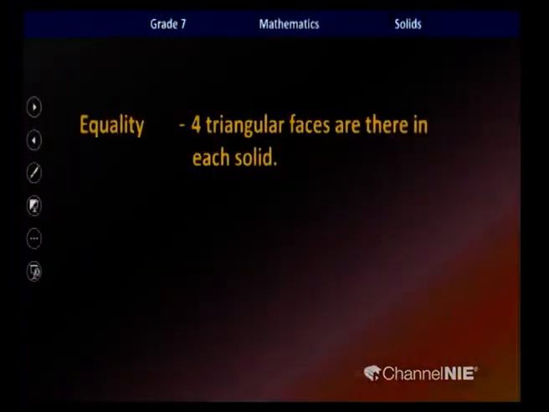Now, what is the equality that you can see in these two solids? Yes, you are correct. The regular tetrahedron has 4 triangular faces and the square pyramid also has 4 triangular faces. Therefore, we can get the equality as 4 triangular faces are there in each solid. Now, we will go for the difference.